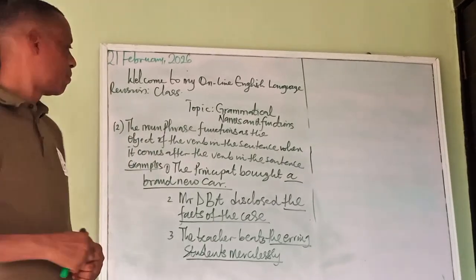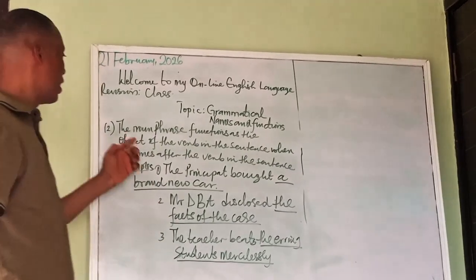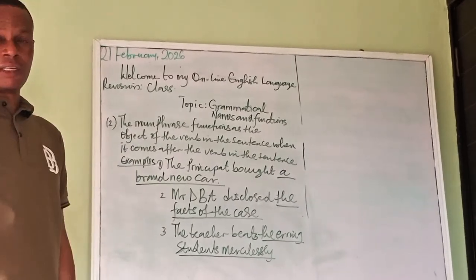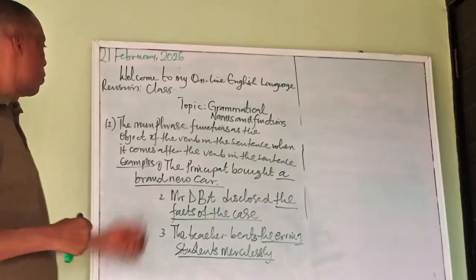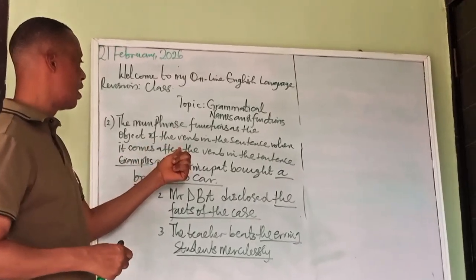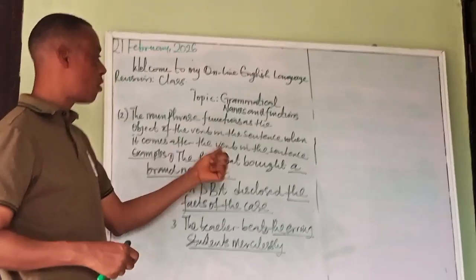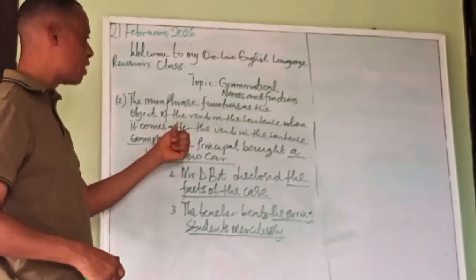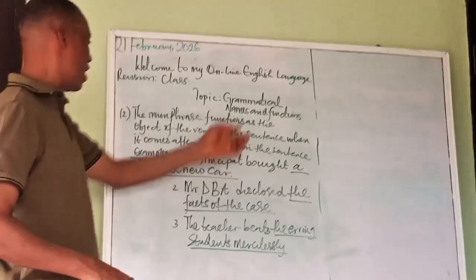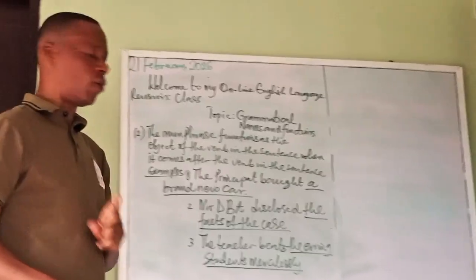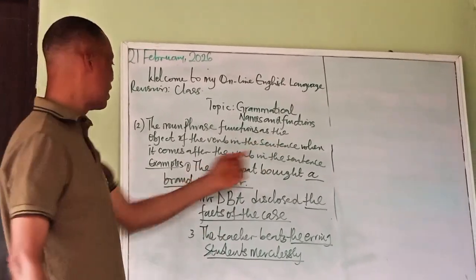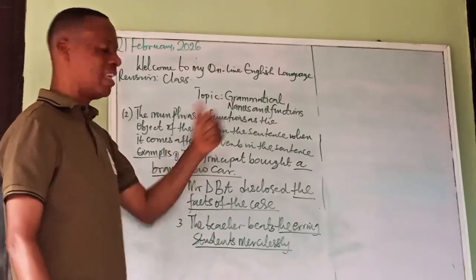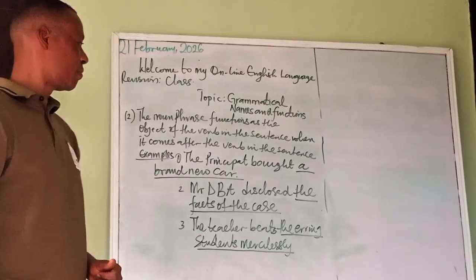In the last class, we saw how a noun phrase functions as the subject of the sentence. In this video lesson, we're going to be looking at the noun phrase when it functions as the object of the verb in the sentence. It performs this function when the noun phrase comes after the verb in that particular expression.